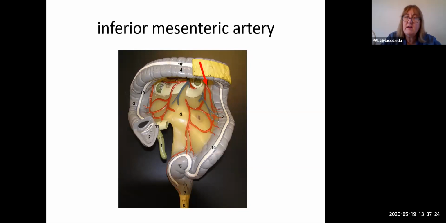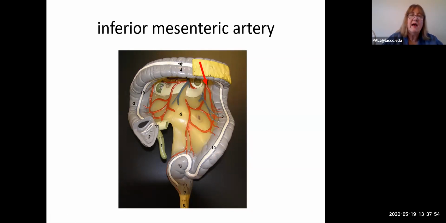And then the final blood vessel bringing arterial blood to the digestive tract proper is going to be the inferior mesenteric artery, and that's only going to be bringing blood to the left side of the large intestine. So any of these blood vessels here that you see going to the left side of the transverse colon or the descending colon or the sigmoid colon, any of these are branches of the inferior mesenteric artery.